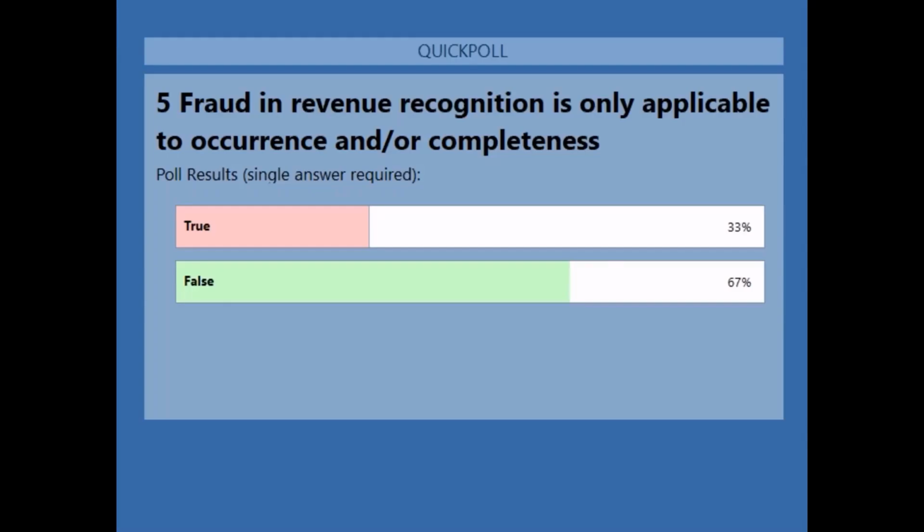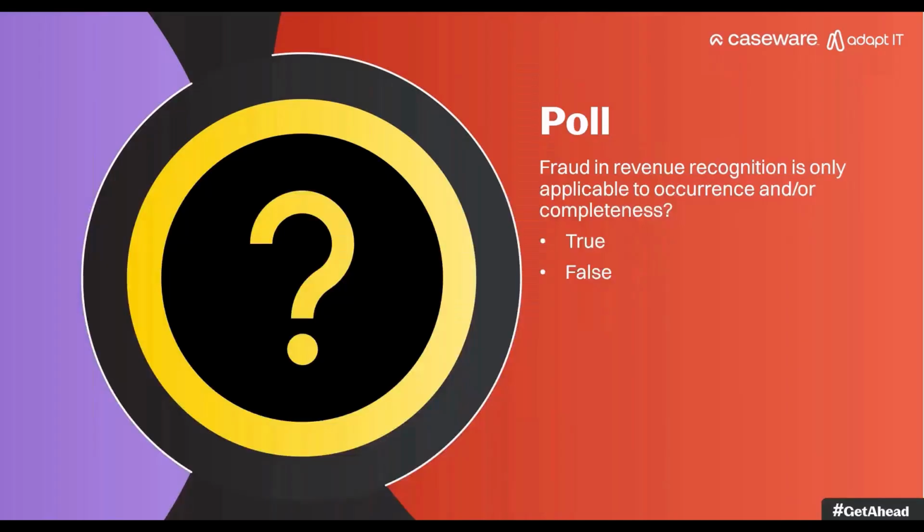recognition as a risk of material misstatement can only be recognized for occurrence and completeness. 67% of you, two thirds of you, said no, this is not true. There are other assertions that are also possible. That is 100% correct. Two thirds of you are correct. So the standard uses two examples when it talks about fraud in revenue recognition, and it talks about possible overstatement and then refers to occurrence assertion, and possible understatement and refers to completeness as a risk.